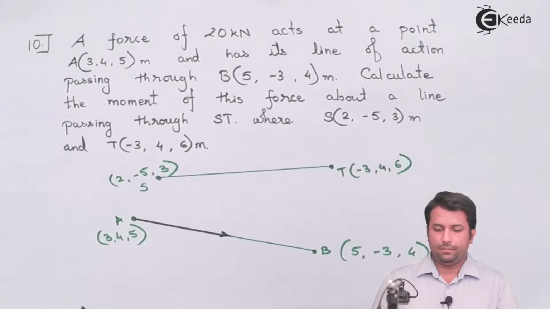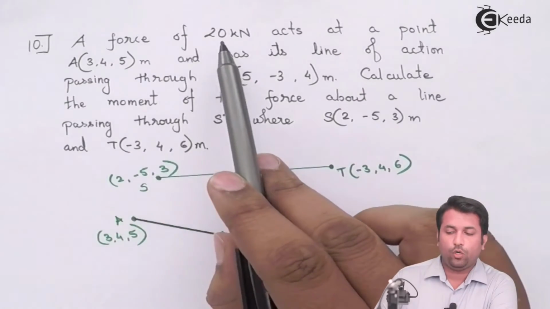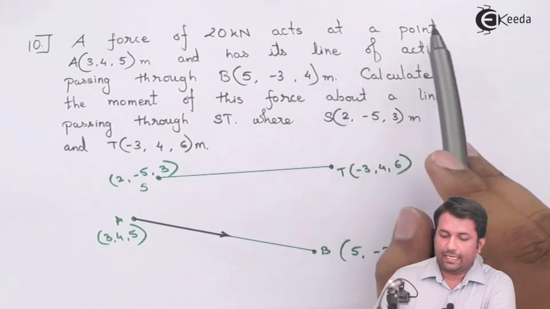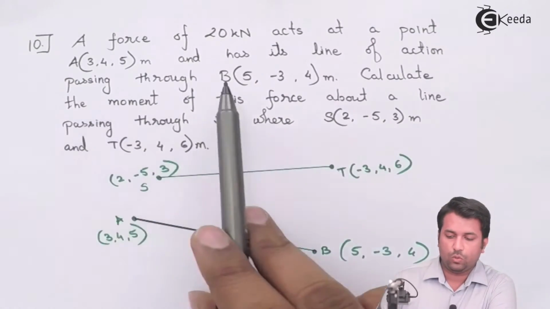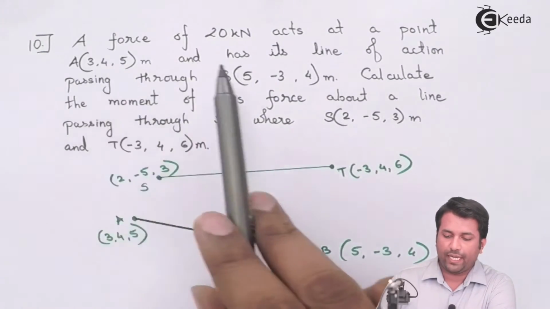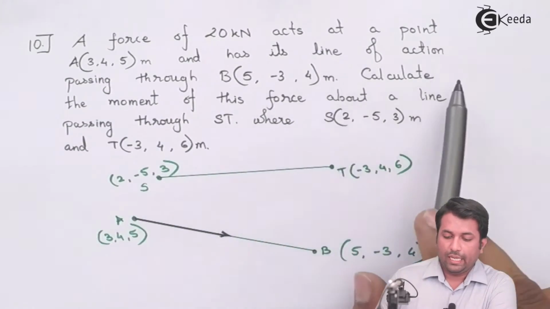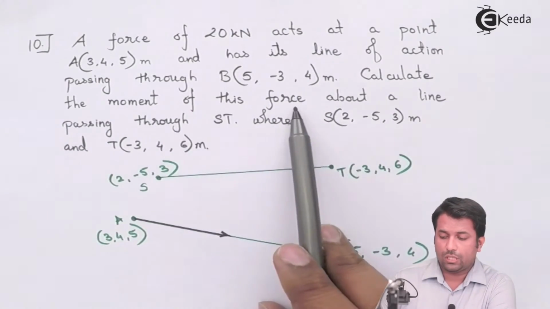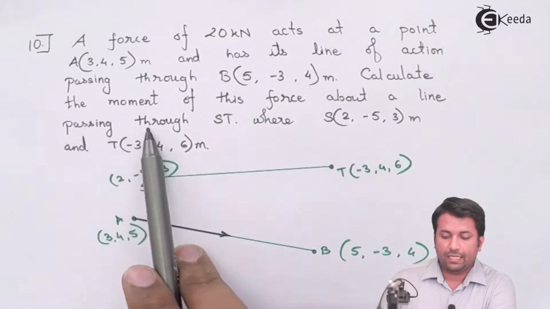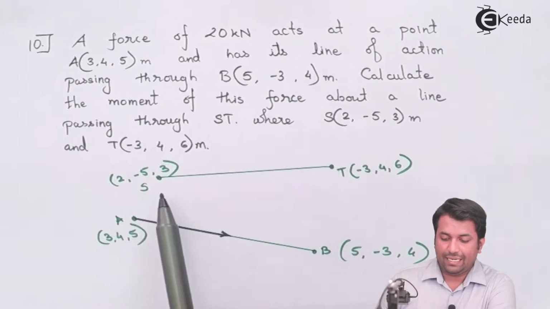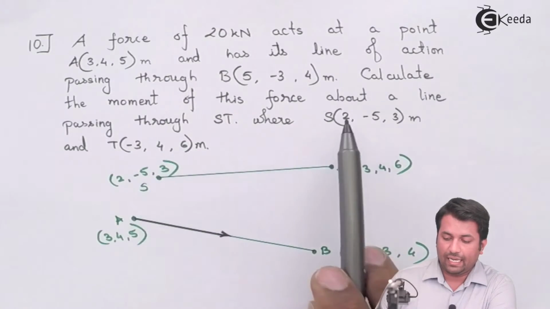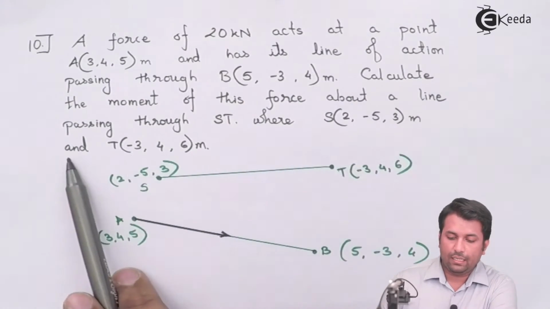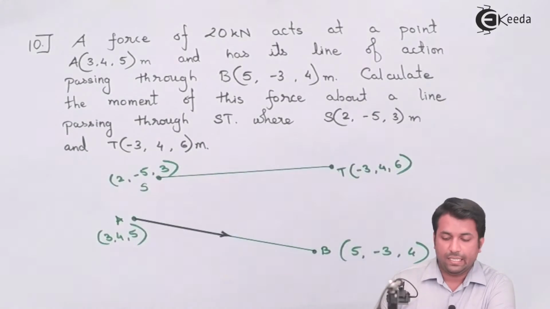In this example, a force of 20 kilonewton acts at a point A and has its line of action passing through B. The coordinates for A and B are known. Calculate the moment of this force about a line passing through ST. Now that line ST is somewhere in space with coordinates as given for S and for T.